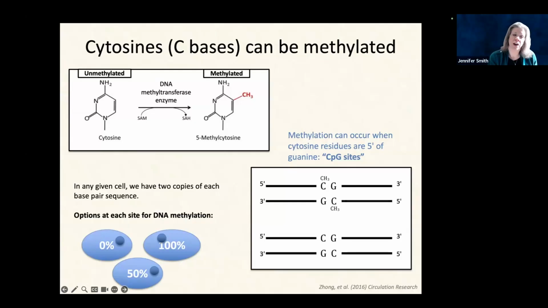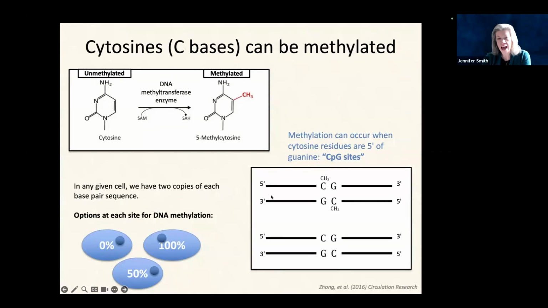one of the mechanisms we want to talk about is DNA methylation, right? So DNA methylation happens on cytosines, or C bases, in humans. Cytosine can be unmethylated or it can be methylated. It's just the addition of a CH3 group to the C base. It doesn't change the base. It's still a C, but it has this extra methyl group on it.